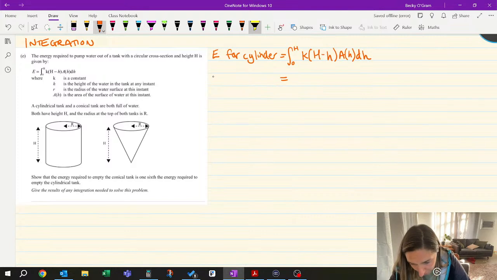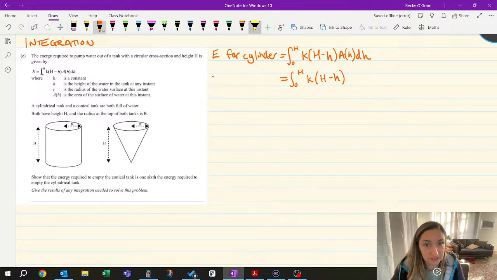Okay, so the first line down, we're going to go 0 to h. K is a constant, so we're not changing that. H minus the height, we leave that in terms of h.